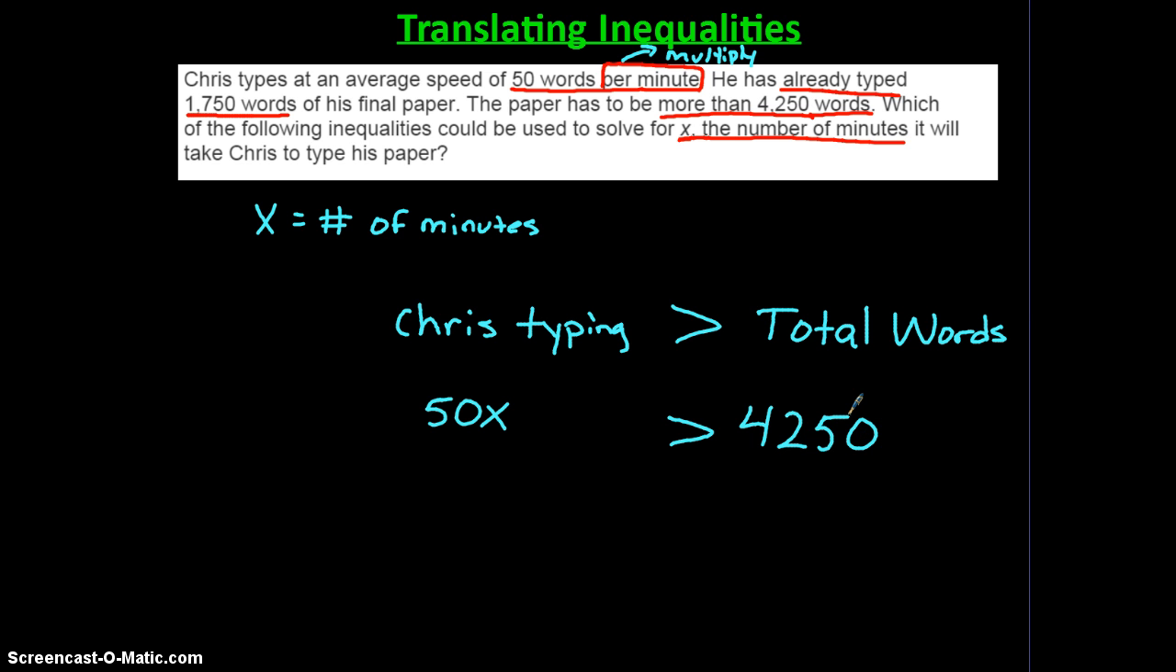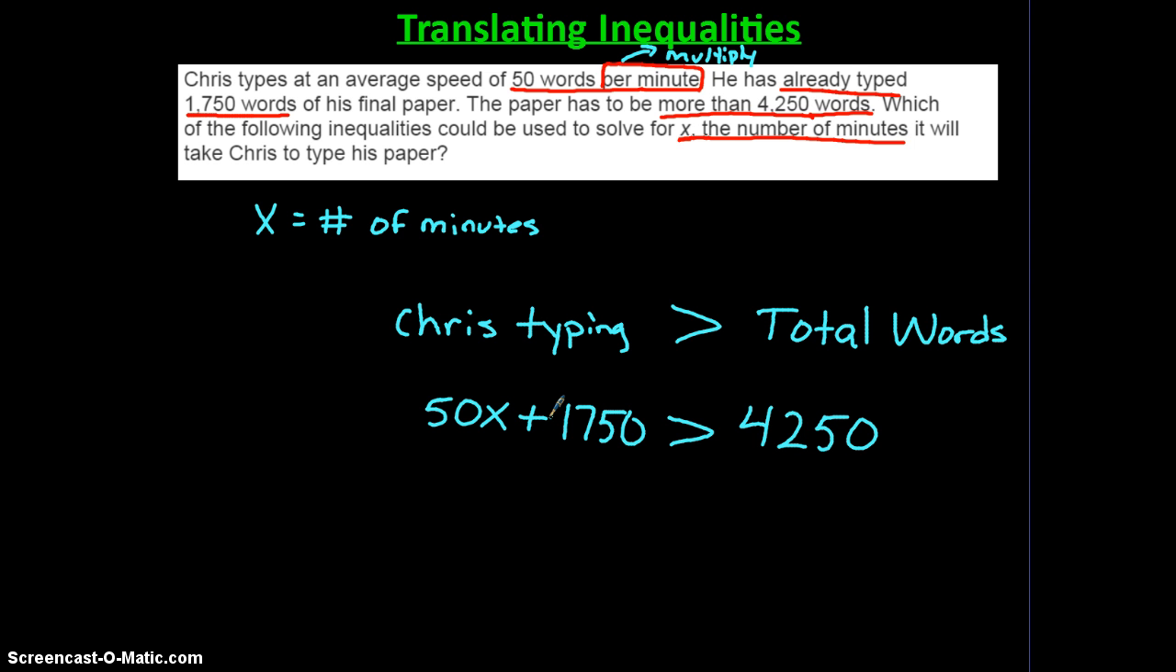Now, here's the other question then. How do you apply the 1,750? Well, he already typed it. So, which side of this is Chris typing on? Well, if I dissect this correctly, Chris is typing on this left-hand side, so that means that 1,750 would go to that left-hand side, and then, because he already typed it, it would be a positive 1,750.